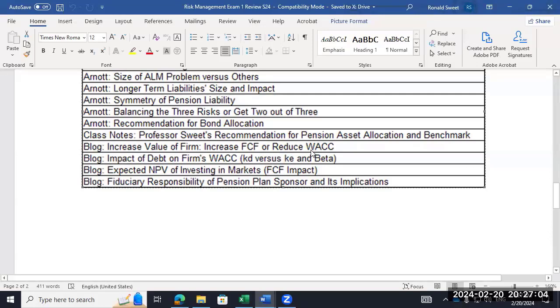All right. What's the value if you do ALM risk and you buy long-term bonds? The present value of long-term bond investments is zero, but what are you doing? Significantly reducing your WACC, right? And then the last one is that's what you should be doing because that's what you're hired to do. You have a fiduciary responsibility.